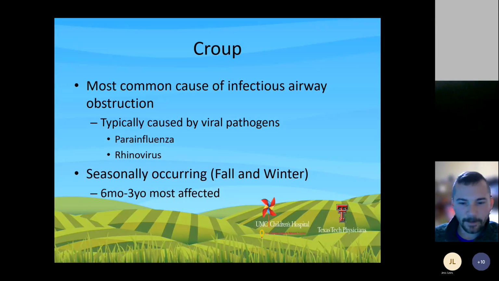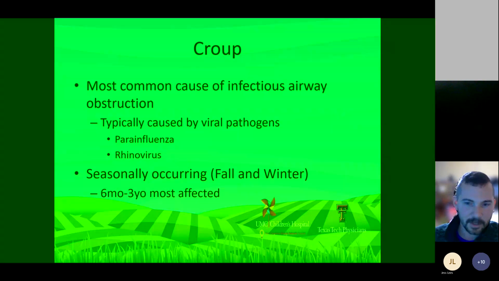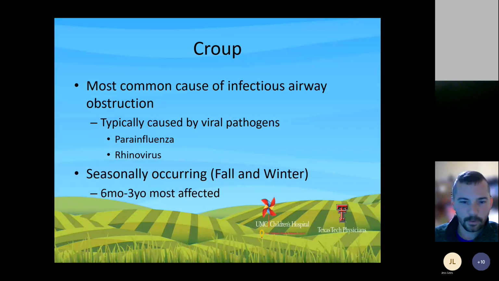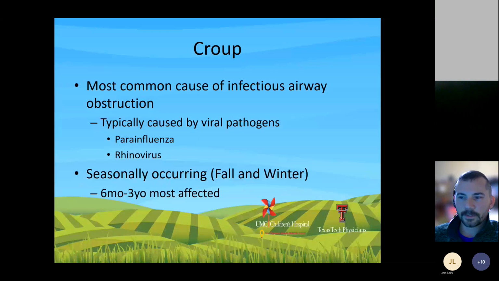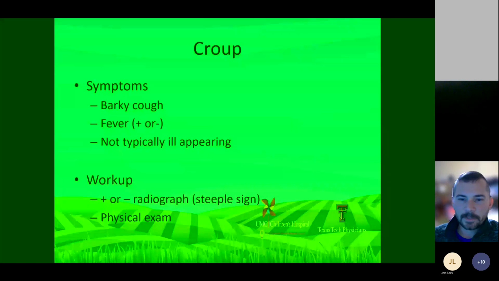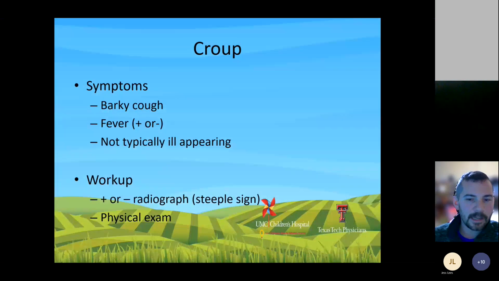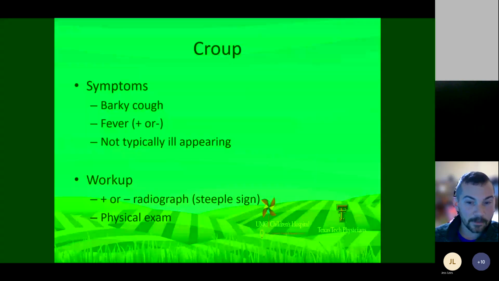So it's seasonally occurring. On average, 6 months to 3 years are the most affected. And again, that fall and winter time, when everything is just dry, the viruses are coming out. They thrive in the cooler environments, and so that's where we'll start seeing that uptick in your emergency departments or your floors. So some of the symptoms associated with it, again, we've talked about barky cough. They may or may not have a fever, or they typically do, but they may not.